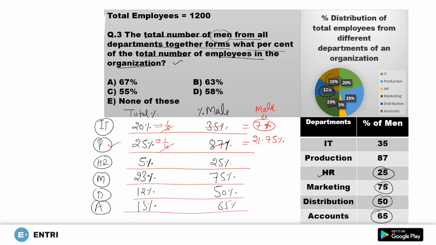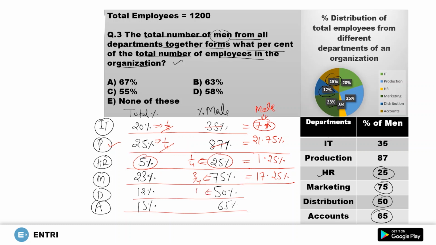In HR, total is 5. Number of males is 25, so this is 1 upon 4. So can you calculate 5% of 1 by 4? You will get 1.25% actually. Now 75 is 3 by 4. 23 into 3 is 69. 69 by 4 is 17.25. Getting my point or not? Okay. Now move to the next.